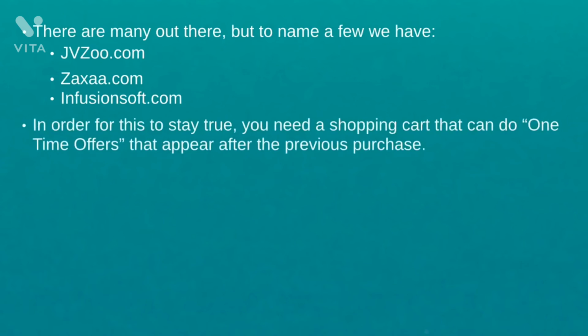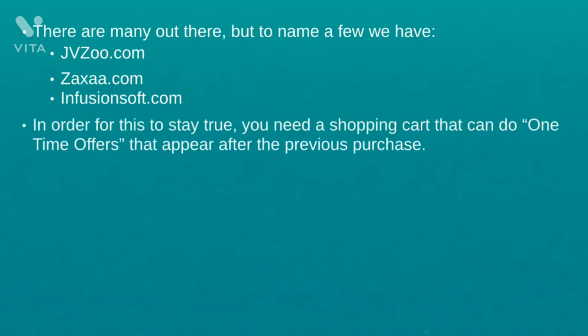Now, there are many out there, but here are just a few to name. There's jvzoo.com, there's zaxaa.com, and there's infusionsoft.com. I will say that Infusionsoft is a lot more complex, so zaxaa.com typically is a good shopping cart system, jvzoo.com as well.